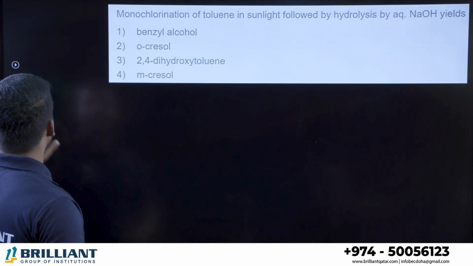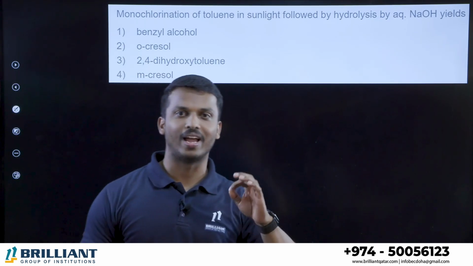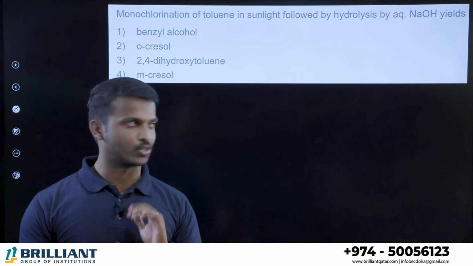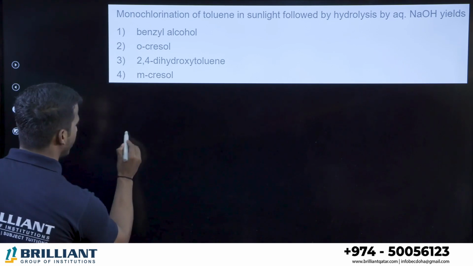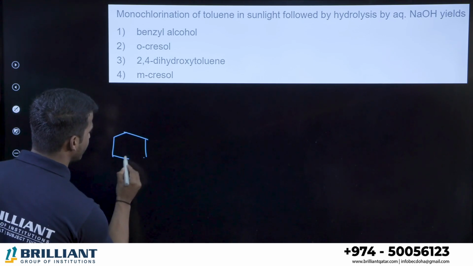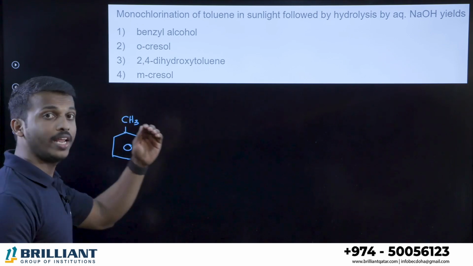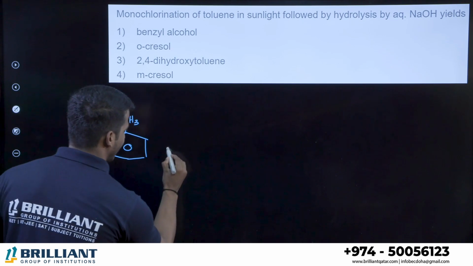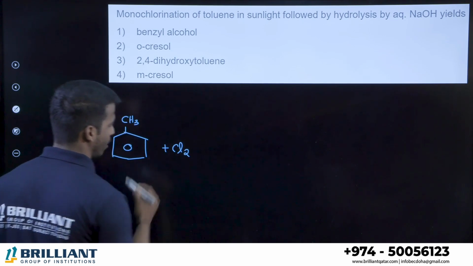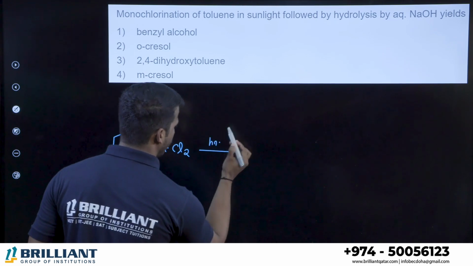Okay, we have the last question in our part 1 video for the alcohol, phenol and ether chapter, the 50th question. Monochlorination of toluene. What is toluene? We have benzene with CH3. This is called toluene. Monochlorination. Okay. Toluene in sunlight, you are adding Cl2, right? Chlorination means addition of chlorine in presence of light. Light means you write h nu.